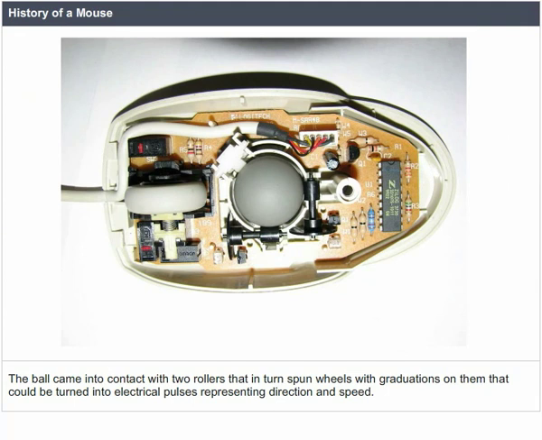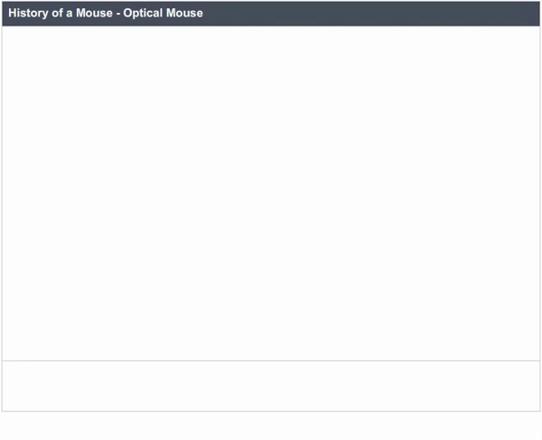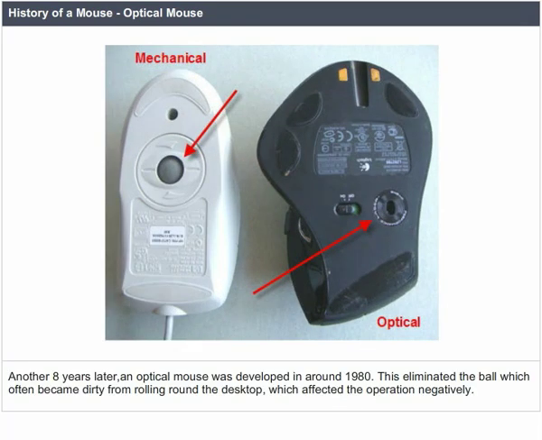History of a mouse. Optical mouse. Another 8 years later, an optical mouse was developed around 1980. This eliminated the ball, which often became dirty from rolling around on the desktop, which affected the operation negatively. However, they were far too expensive to be used widely.